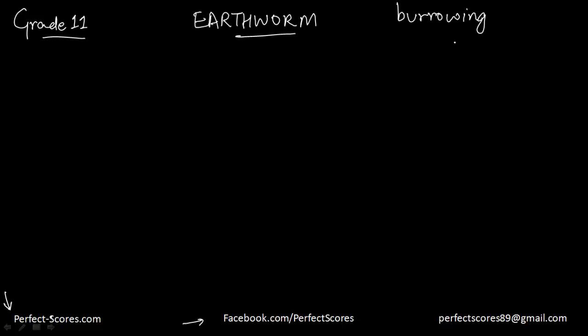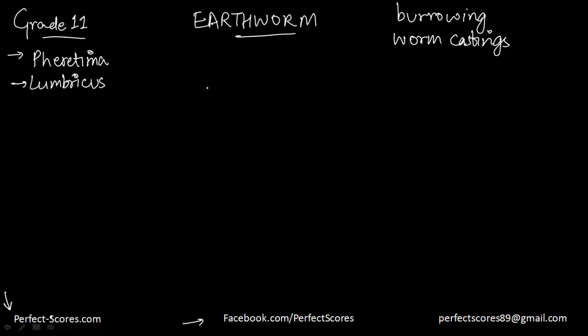Now in the gardens, it's very easy to trace the presence of an earthworm because they leave their fecal deposits known as worm castings everywhere. So it's quite easy to tell when an earthworm is present. The common Indian earthworms, I'll just give you a hint of their name. It's called Pheretima and Lumbricus. These are the two commonly found earthworms in the Indian regions.